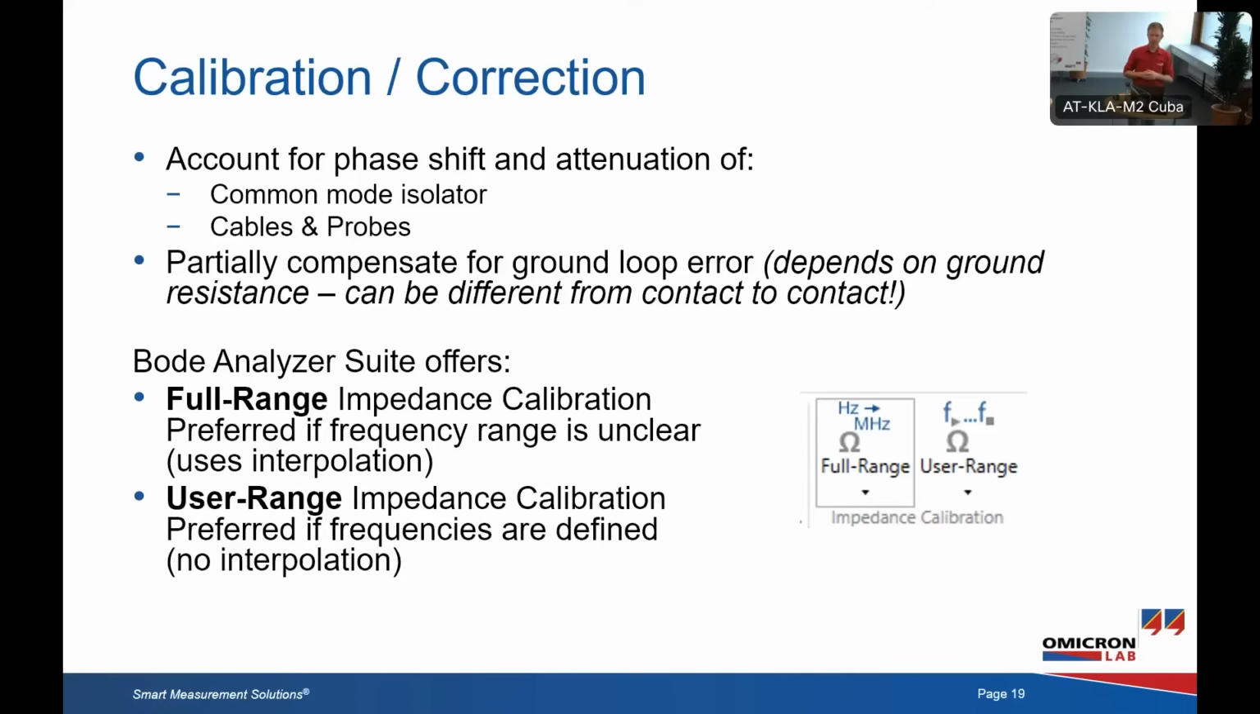It uses interpolation between predefined frequency bands to calculate the correction values. The user range calibration, on the other hand, calibrates or measures the correction values only in the frequency range that you have currently set. And that means if you change the frequency range, it will be rejected. It's not valid anymore. So you need to recalibrate. But the advantage is it does not use any interpolation.